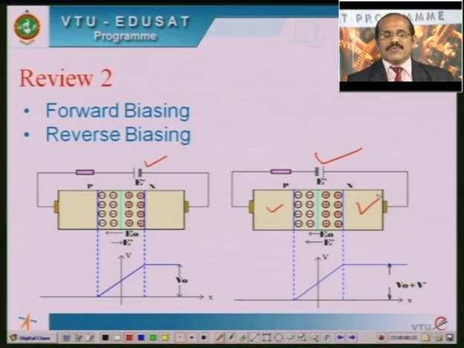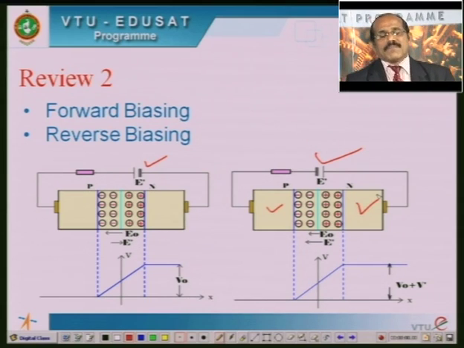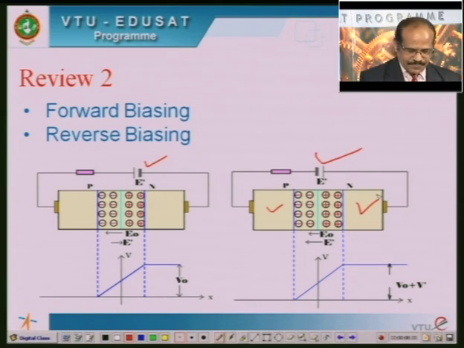However, the movement of the minority charge carriers will be there when the semiconductor junction diode is reverse biased, and the magnitude of these minority charge carriers is very small, that is in the range of microamperes.